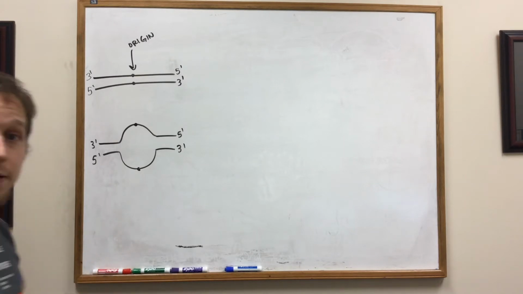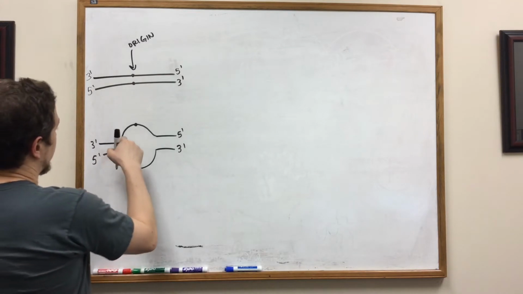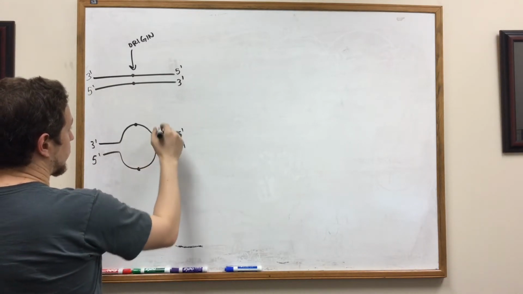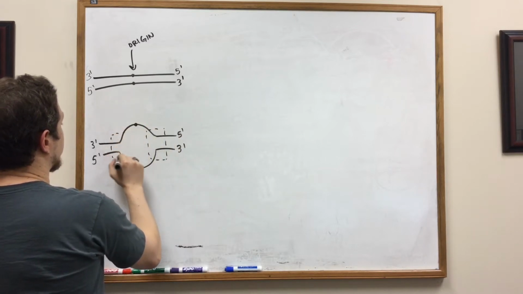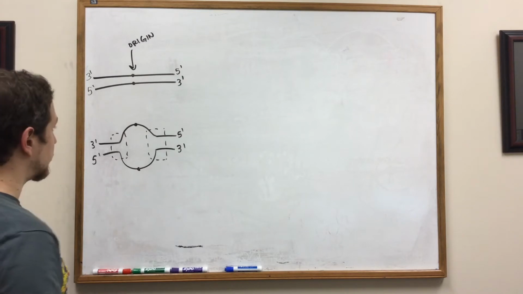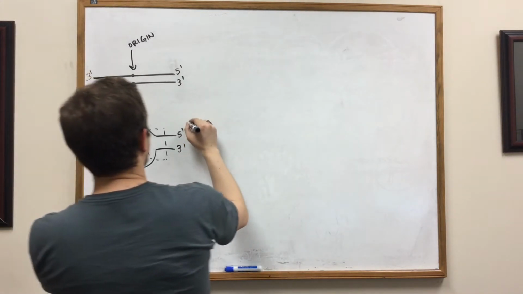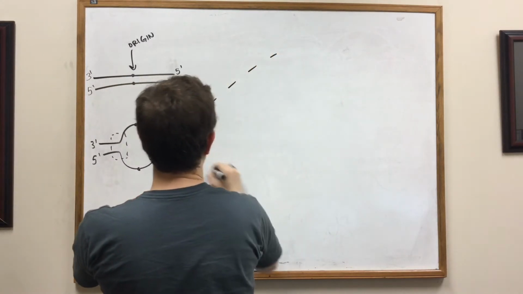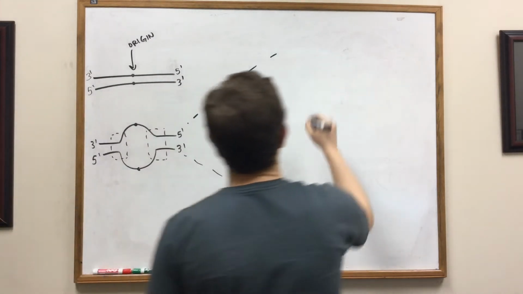Now every replication bubble has two replication forks. One here and one here. So here is one replication fork and here's the other replication fork. Okay. So let's go ahead and take a closer look at one of these structures. So we're going to zoom in on this replication fork right here.